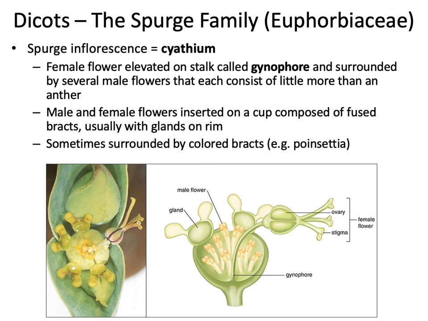Now, when we look at the anatomy of a spurge flower, the inflorescence is called a cyathium, and the cyathium is composed of a female flower elevated on a stalk called the gynophore and surrounded by several male flowers that each consist of little more than an anther. The male and female flowers are inserted on a cup composed of fused bracts, sometimes with glands on the rim. Those glands are usually nectaries that attract the pollinators. Finally, sometimes, not always, but sometimes or even often we might say, these cyathium inflorescence are surrounded by colored bracts.